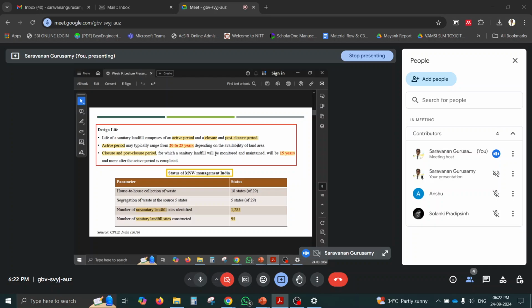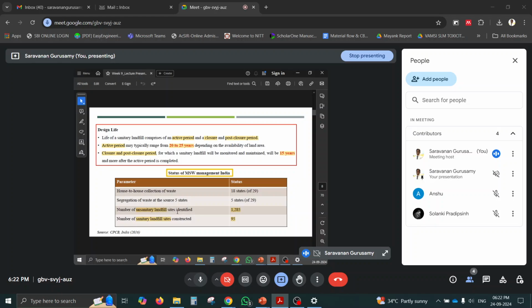Okay, so if you see the status of municipal solid waste management in India, we have 29 states. This is around 2016 data. Out of 29 states, 18 states are having house to house collection, that is door to door collection. Out of 29 states, 5 states are following a segregated waste collection system. So in the house itself, at the source itself, they are segregating the solid waste and then collecting. So in 5 states, we are following the source segregation system.